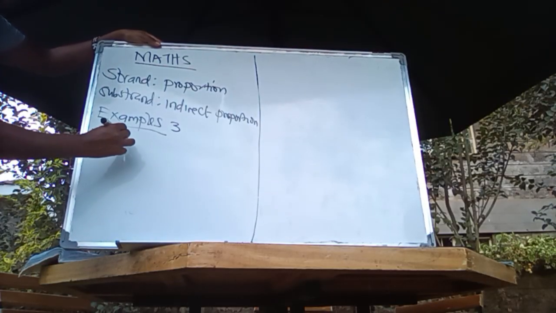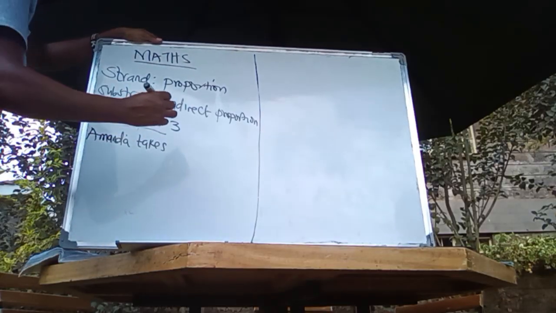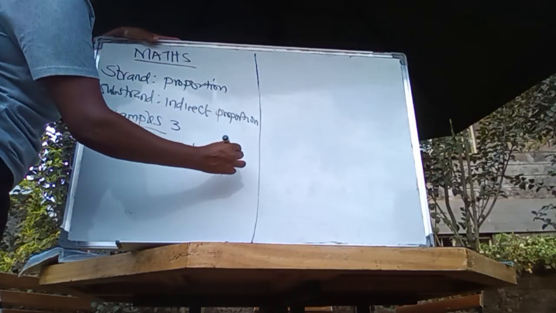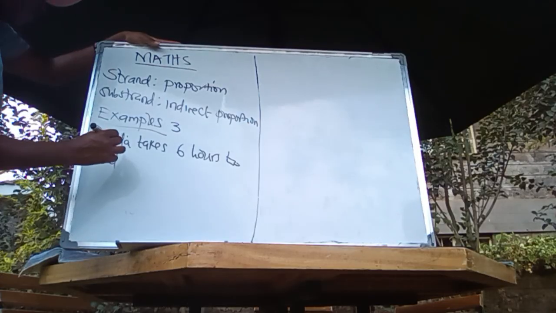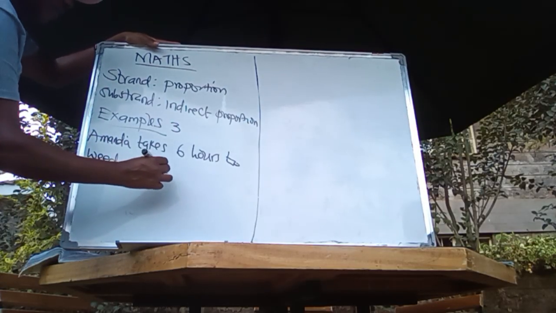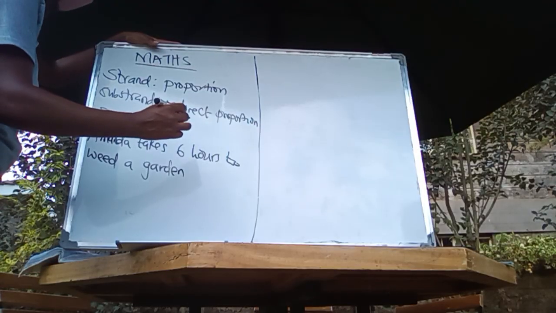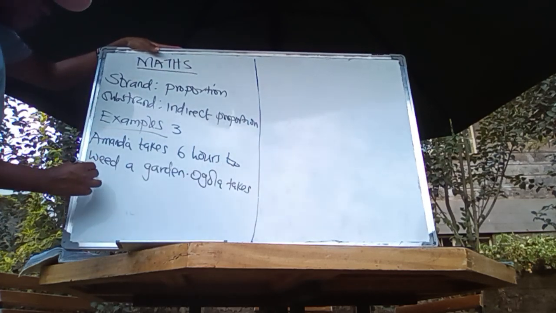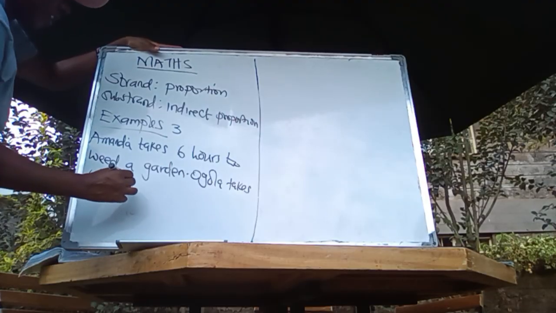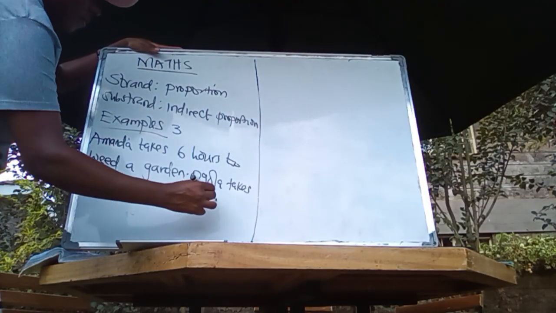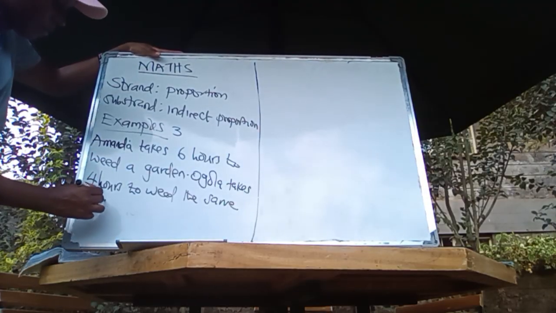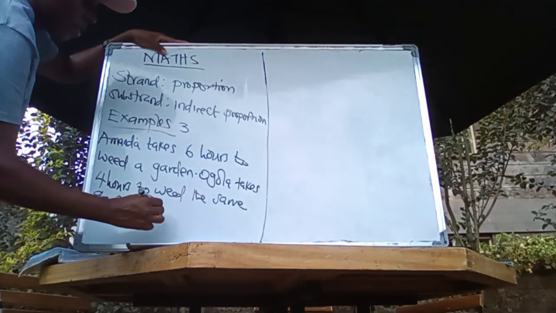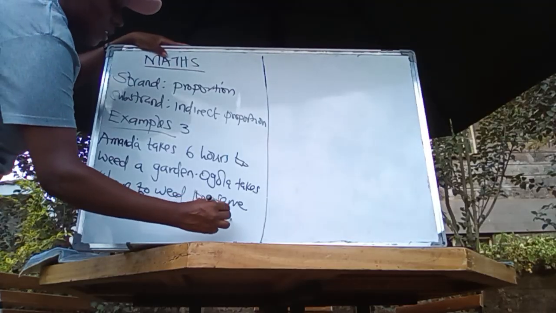Amada takes 6 hours to weed a garden. Ogola takes 4 hours to weed the same garden. How long will it take?